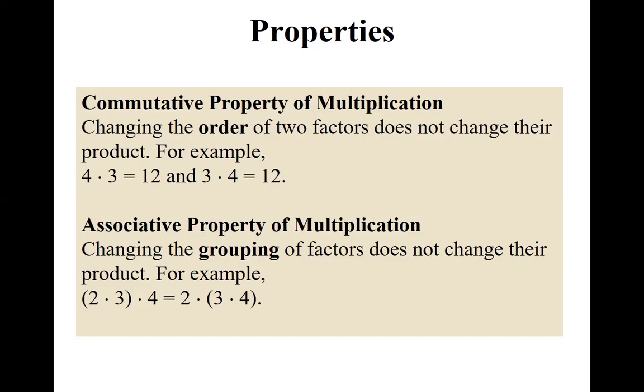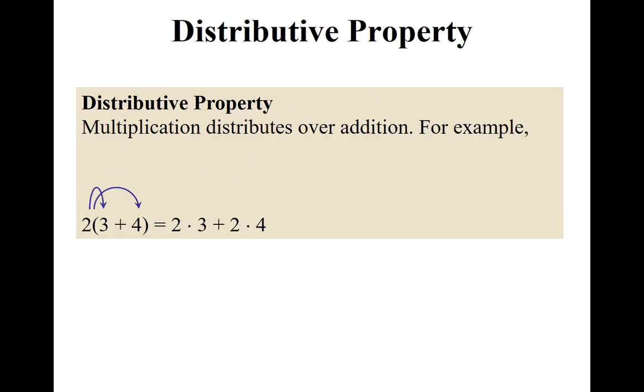There's a third property. This one isn't exclusive to multiplication, and it wasn't mentioned when we did addition because it involves both addition and multiplication. It's called the distributive property. Specifically, the distributive property of multiplication over addition.